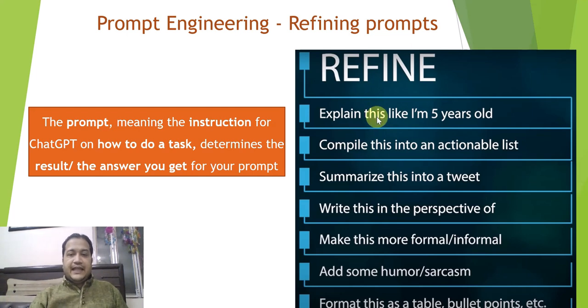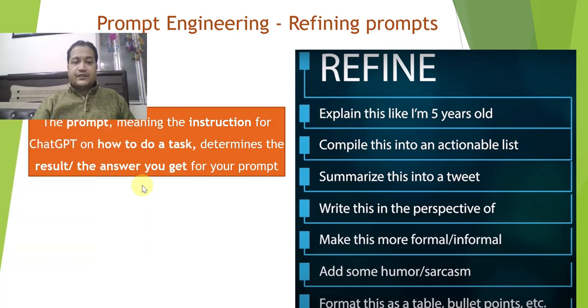So for example, explain this like I am 5 years old, compile this into an actionable list, write this from the perspective of, make this formal, informal, add some humor, sarcasm. All these are just a matter of refining the prompts, how well you can write prompts while working with ChatGPT.